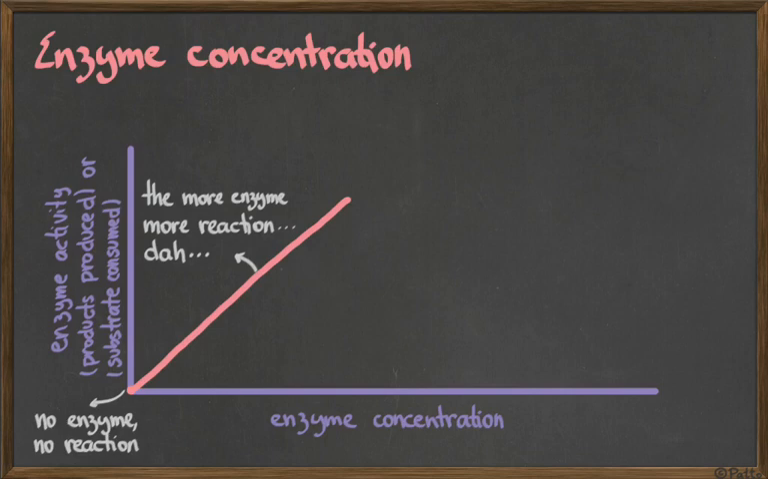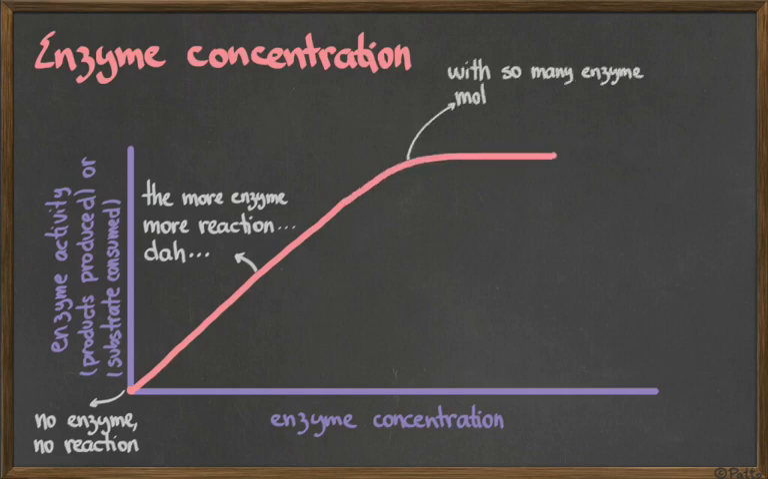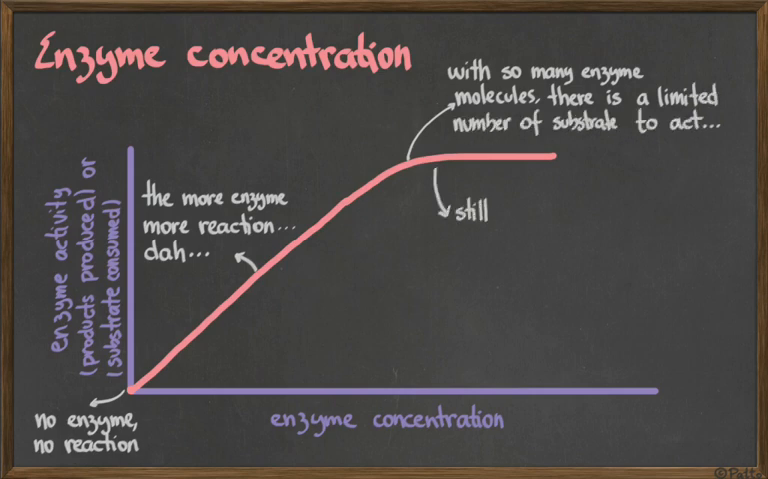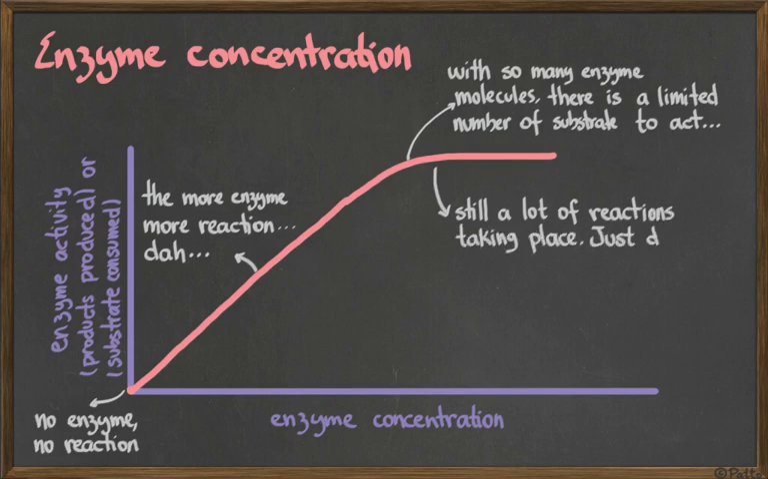Is this going to go on indefinitely? No. It will also stabilize because there will be a moment that you have so many enzyme molecules that you don't have enough substrate to be acting upon anymore. It's as if now you have a low substrate in relation to how much enzyme you have. You still have a lot of reaction taking place, but it just doesn't get faster. You reach a plateau.